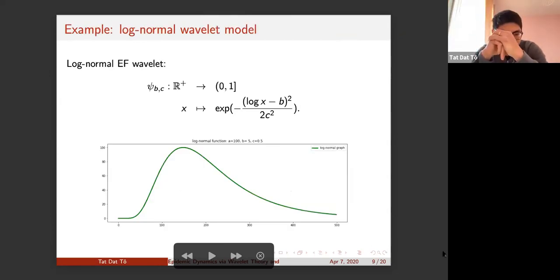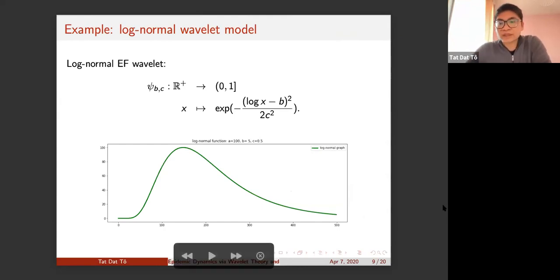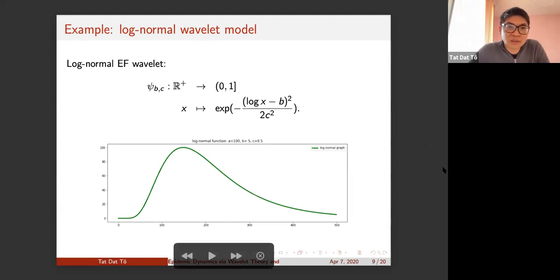One example I will present to you is in fact a very simple model. I consider the log normal function as I presented previously. You have the exponential function, the Gaussian function, and we change x to log of x and add some constants b and c. Then you have a new function called the log normal function. And you can see that the graph of the log normal function is quite similar to the curve of infectious individuals in the SIR model.